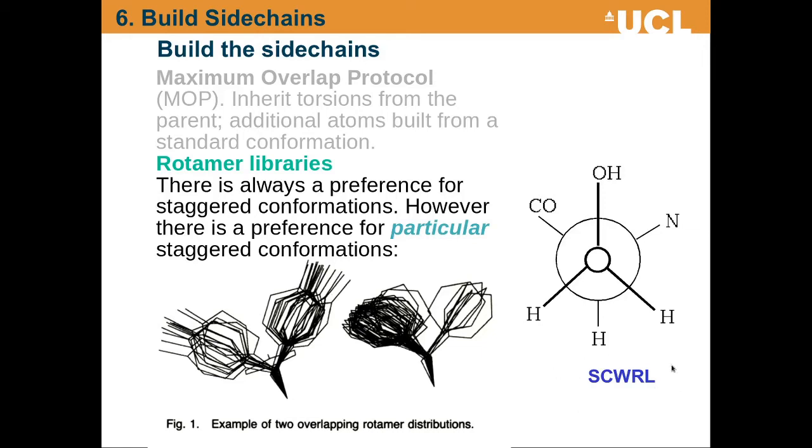So there is a program called SCWRL which puts all the replacement side chains in their most preferred rotamer position and then looks to see if there are any clashes. If there are any clashes, then residues are moved to their second most preferred position and we re-evaluate. And essentially the software keeps iterating until it's found a position where all the side chains are happy. And in general, this sort of approach will outperform simple maximum overlap protocol approaches.